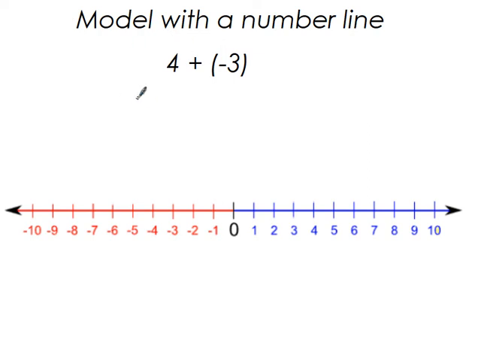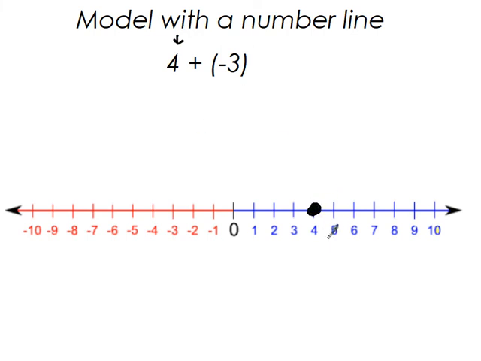Now, I'm going to model with a number line. I will show you with counter chips after I do it with the number line, but first, let's do it with the number line. So I have 4 plus -3. I'm adding a positive with a negative, so I have numbers with different signs. When I add a positive with a negative, on the number line I'm always going to start with the first value, which is that +4. So here I go. I'm starting at +4.